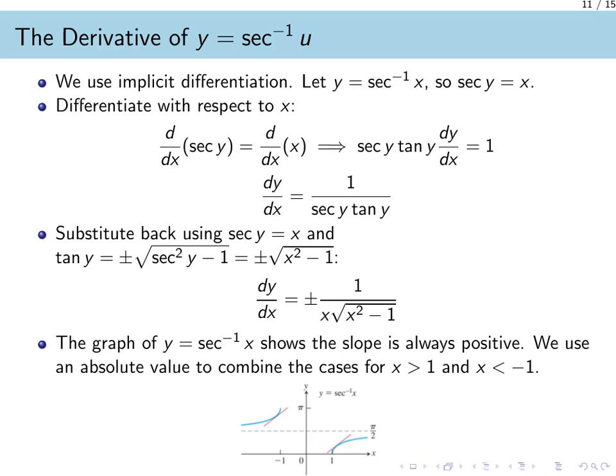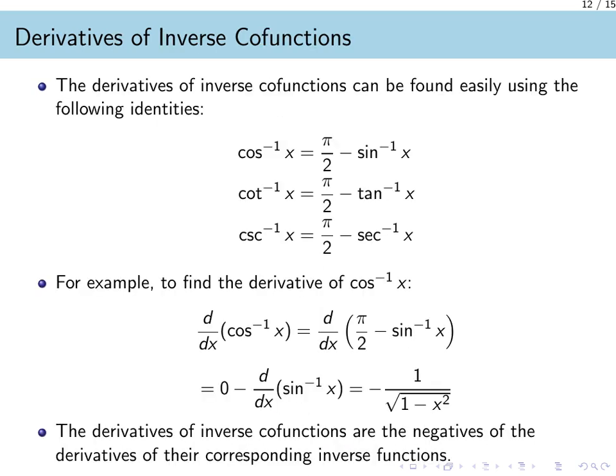The derivative is 1 over the absolute value of u times the square root of u squared minus 1, all times du dx. Now that we have the derivatives for arcsine, arctangent, and arcsecant, we can find the derivatives for the remaining 3 inverse trig functions using a clever shortcut.